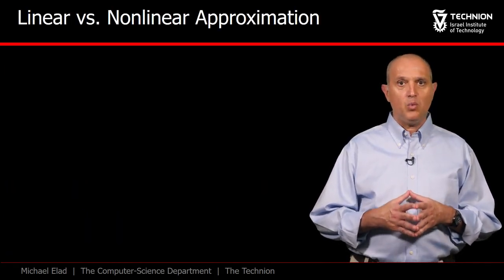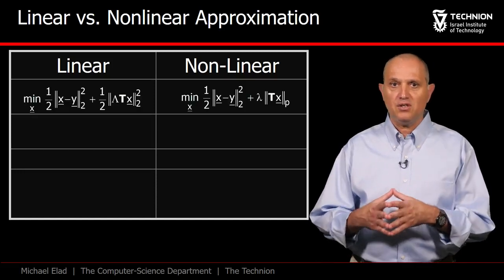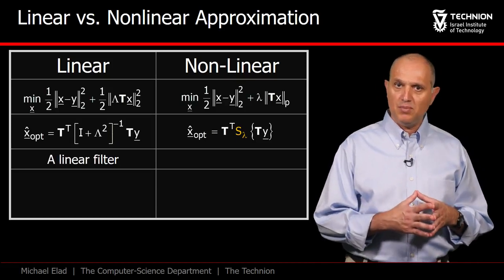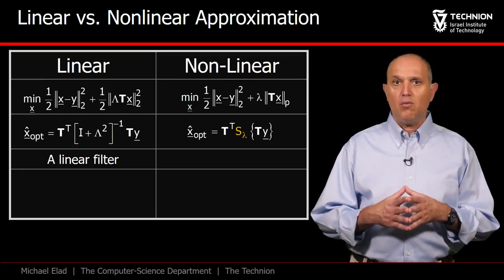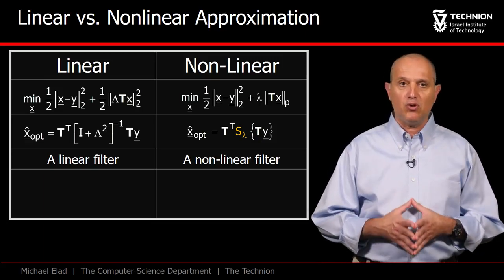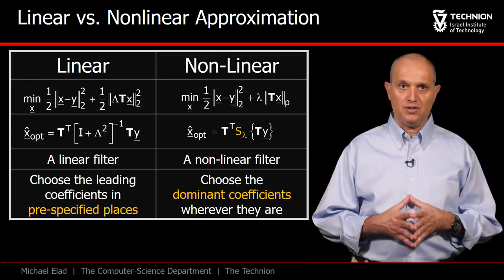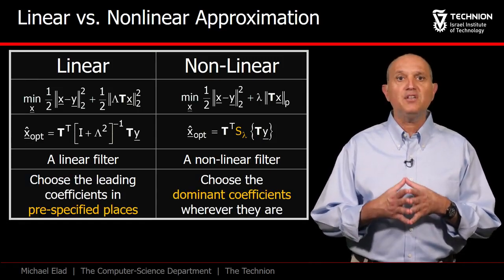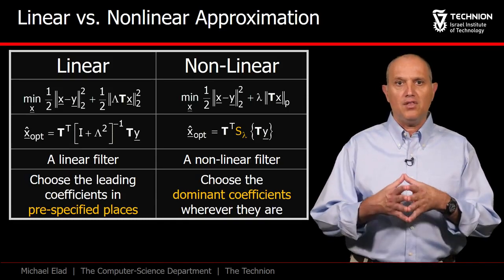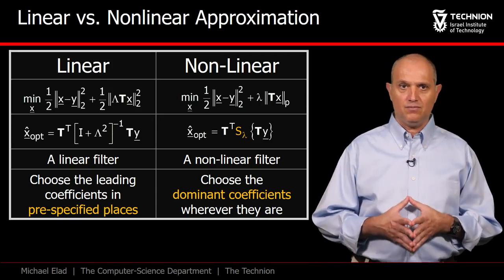To summarize, we have seen two approximation schemes, the linear and the nonlinear. These are the energy functions they each minimize. Both lead to closed form solutions. The linear simply multiplies y by a matrix, while the nonlinear applies a nonlinear operation on the transform coefficients. Both methods temper with the transform coefficients. The linear scheme needs to know in advance which coefficients to leave untouched, typically the top ones, while the nonlinear scheme detects this by their magnitude anywhere in the vector.